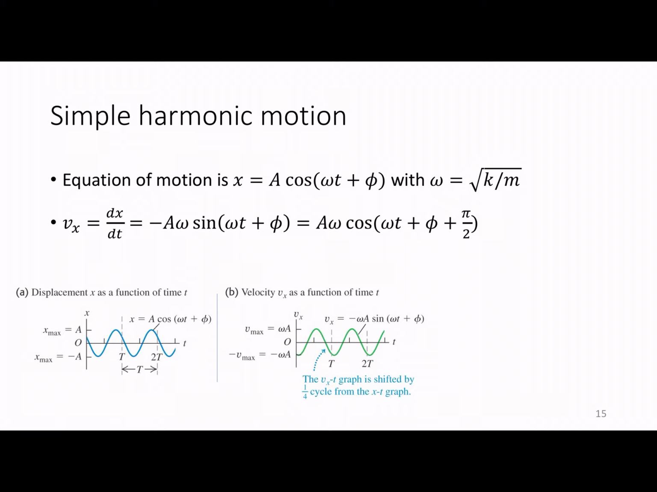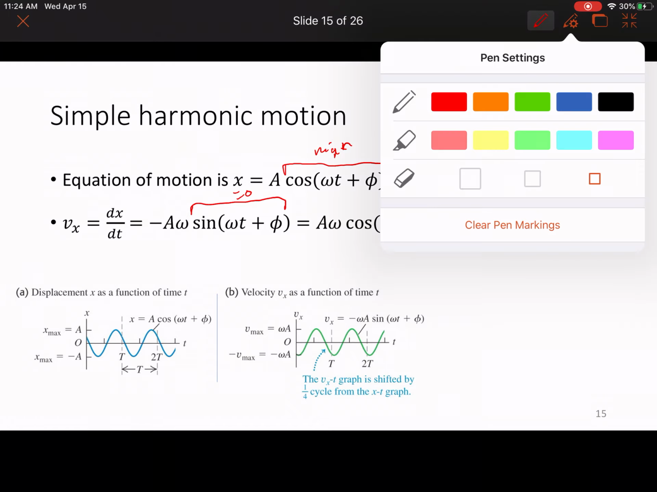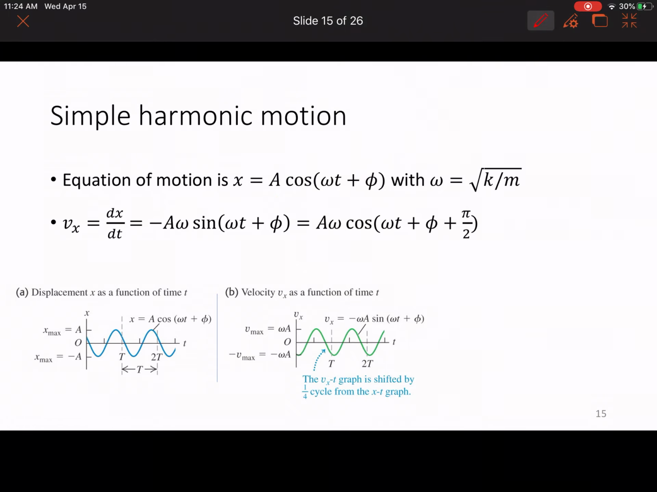It's also sinusoidal, but notice that when x is maximal, meaning the cosine is equal to 1, the velocity will be 0. When x is minimal, meaning that the cosine is negative 1, the sine is 0. And vice versa. When the velocity is very large, x is very small. So there's a nice complementarity between x and v, which we're going to use a lot.